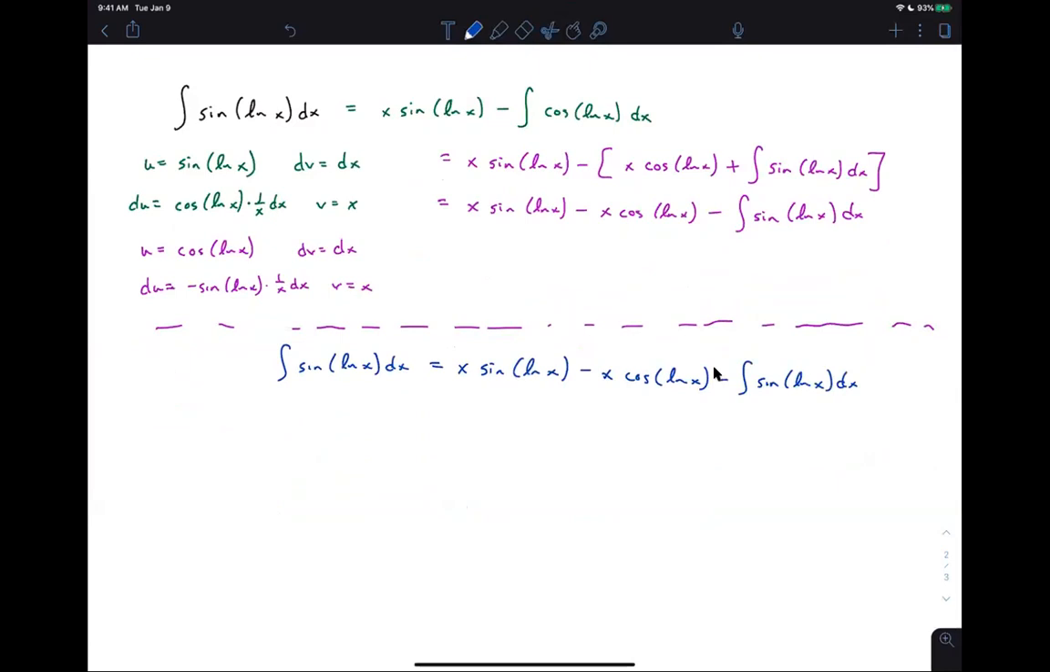So what should I do with this equation? What should be the first thing I do now? Add the integral over to the other side. Yeah, we're going to add the integral over to the other side, or add it to both sides, which means we're going to get 2 times the integral of sine natural log x dx equals x sine natural log x minus x cosine natural log x. Does that make sense to everybody?